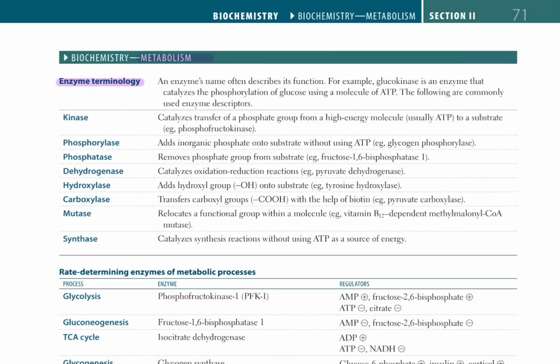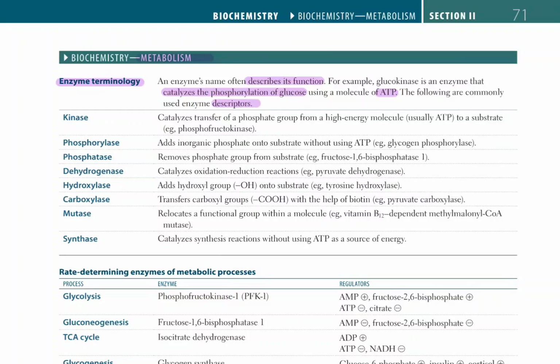An enzyme's name often describes its function. For example, glucokinase is an enzyme that catalyzes the phosphorylation of glucose. Catalyzes means it causes increased reaction using a molecule of ATP. ATP is an energy molecule. The following are commonly used enzyme descriptors.